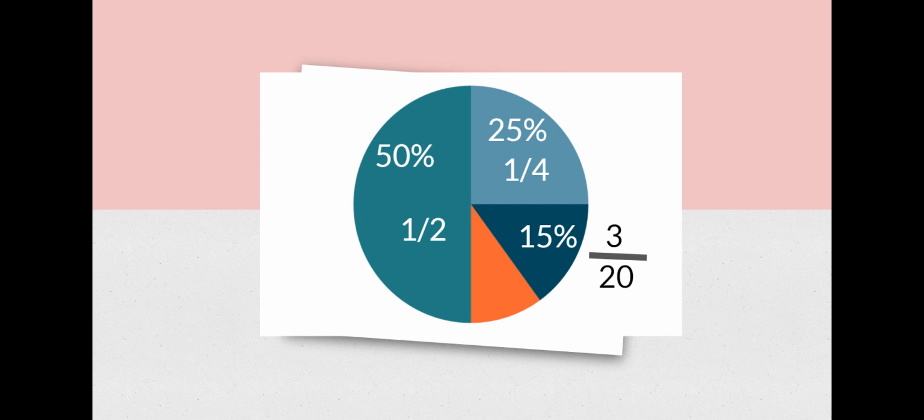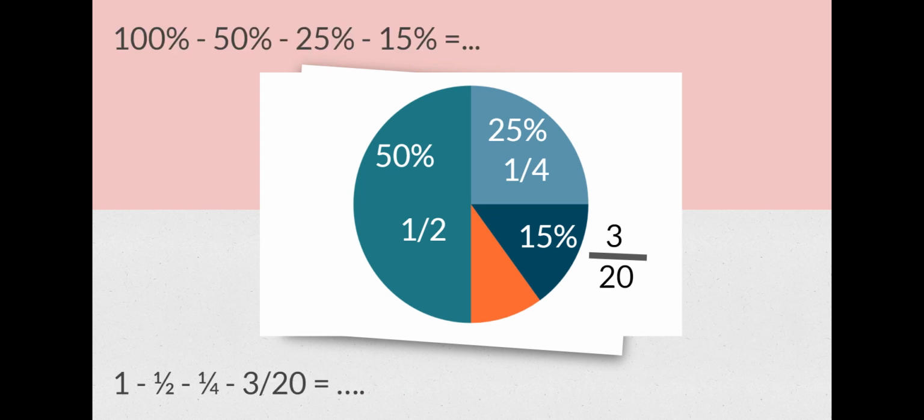Now, how many percent and what fraction is the unknown part, the orange part? Remember that the total percentage is 100, so 100 minus 50 minus 25 minus 15 is 10%. While for the fraction, the total is always 1, so 1 minus a half minus a quarter minus 3 over 20, the answer is 1 over 10.